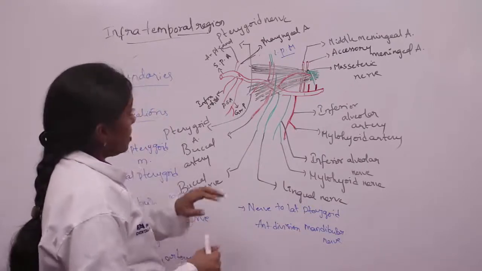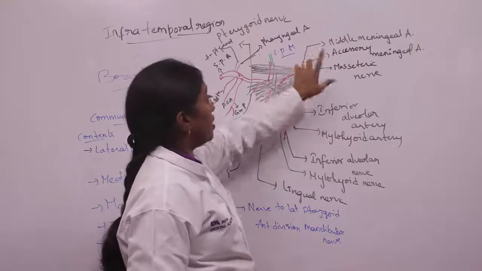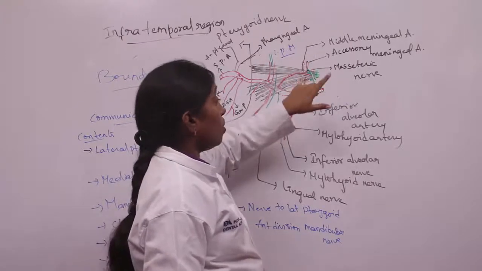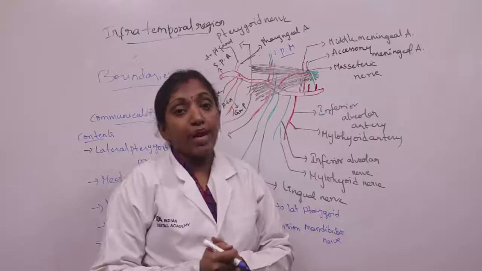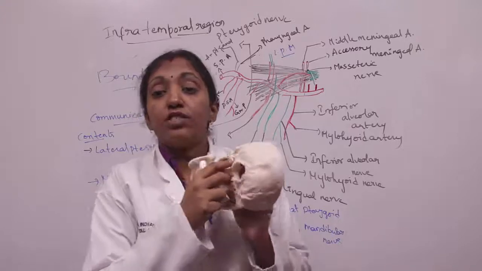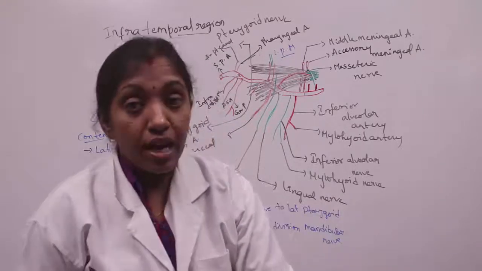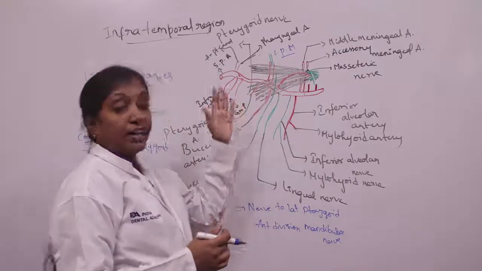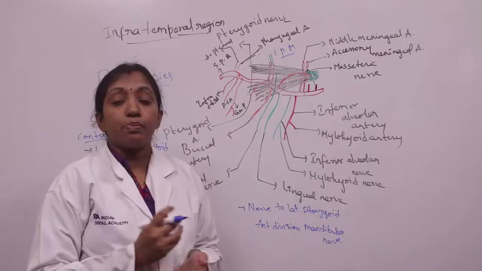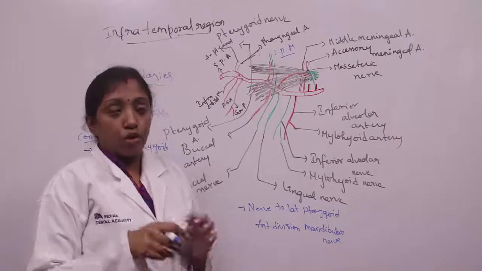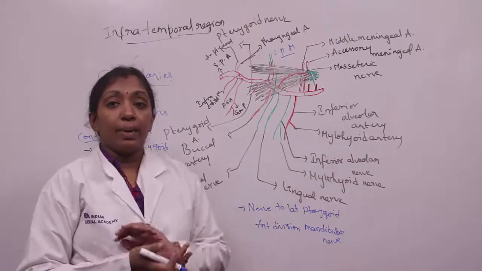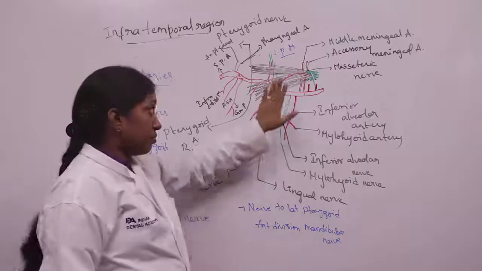The middle meningeal artery is here. It also forms a deep relation. The middle meningeal artery is a branch of the maxillary artery. Then the chorda tympani nerve, and also the sphenomandibular ligament, which arises from the spine of the sphenoid. Here we have the spine of the sphenoid, and it extends to the mandible. So that forms the deep relations of the lateral pterygoid muscle: the mandibular nerve and its branches, which comes out from the foramen ovale, the middle meningeal artery, chorda tympani nerve, and sphenomandibular ligament.